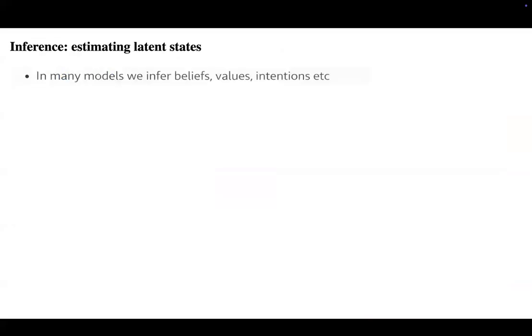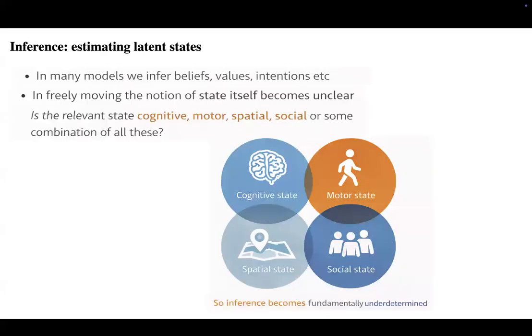Now focusing on inference, which for me is estimating the latent states, means in many models we infer beliefs, values, or intentions that were underlying cognitive processes that the subject was going through. In freely moving, the notion of state itself unfortunately becomes unclear. Because is the relevant state now cognitive, motor, spatial, social, or a combination of all of these, or maybe yet another fifth thing? We cannot always be completely sure because there are so many things going on at the same time and overlapping in time. And we never or almost never observe the full state of the system. So we have to infer based on snippets that we see.